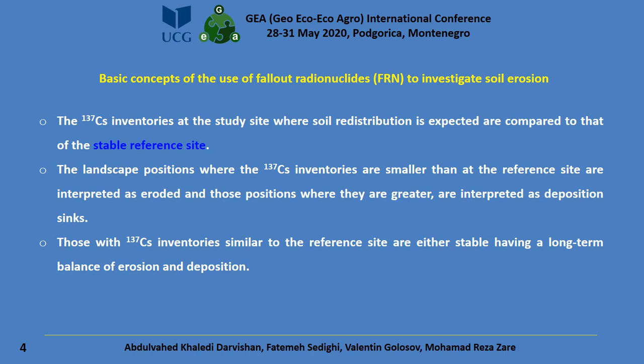You can see the first is that the inventories at the study site where soil redistribution is expected are compared to that of the stable reference site. So in these kinds of studies, we need to allocate and know a reference site, which is a flat place without high erosion or deposition rates and without soil disturbances, for example, tillage and plowing, especially after the nuclear weapon test, I mean 1954. So it should be a flat area without high rates of erosion and deposition and without any soil disturbances, especially in the last, for example, 65 or 70 years.